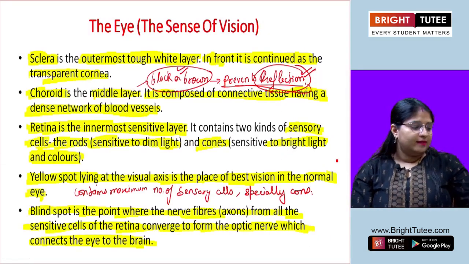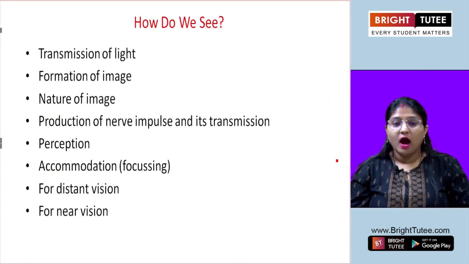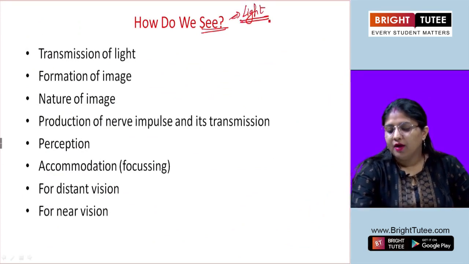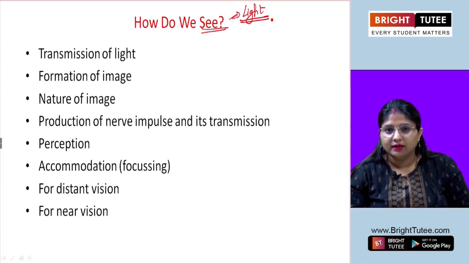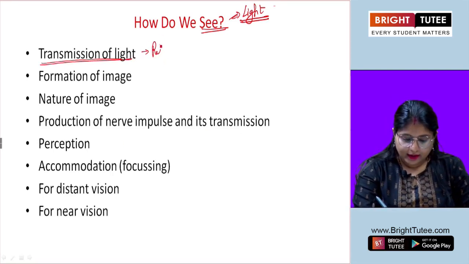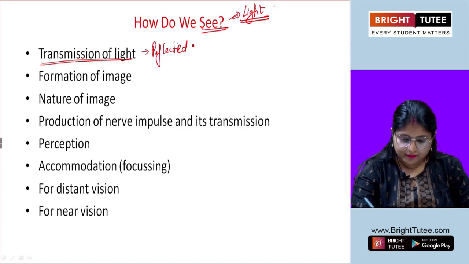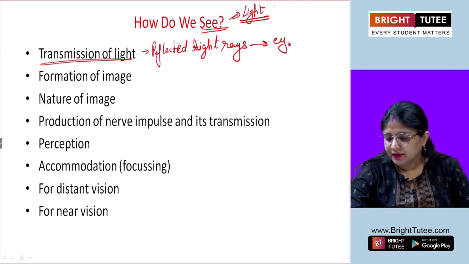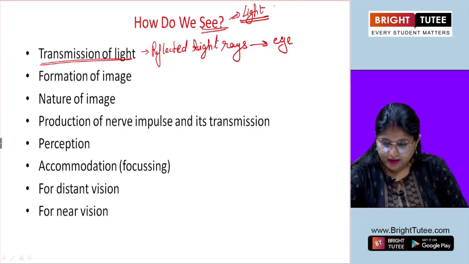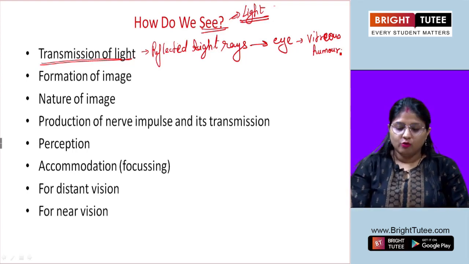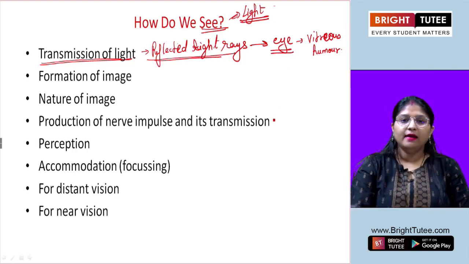So now let's move ahead and see how the image formation takes place, or how do we see. Obviously, whenever we say we see anything, it is because of the light which is present around us. If there is no light, it's pitch dark, we won't be able to see anything. So the first step is the transmission of light. What happens is that reflected light rays enter the eye through the vitreous humor. Now vitreous humor is present in the eye and it allows the eye to remain moist, right? So the light is reflected and it enters the eye through the vitreous humor.